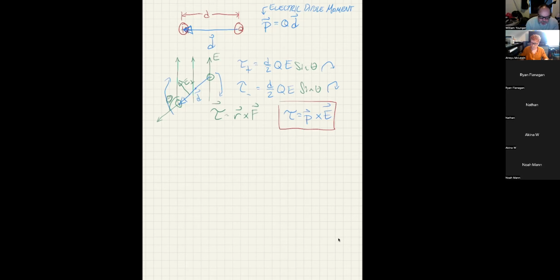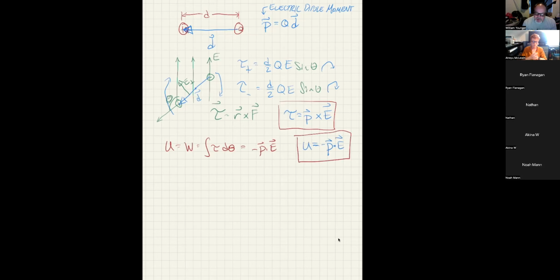Similarly, if you took U equal to the work done in rotating it, that equals the integral of torque d theta. If you carried out that process, what you'd find is negative P dot E is the potential energy. So we'd say U is equal to negative P dot E, like that. And that's our other relationship for dipoles.